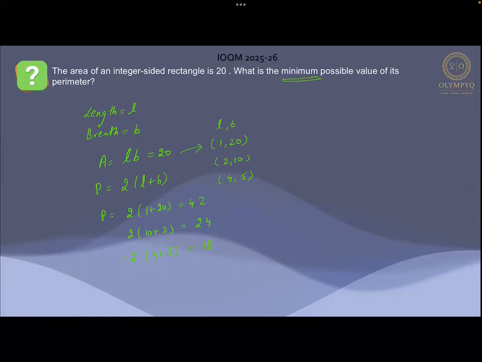Now the minimum possible value they are asking us. So the minimum possible perimeter has to come out to be equal to 18, and therefore 18 has to be the final answer. And the same has been mentioned by the IOQM final answer key as well.